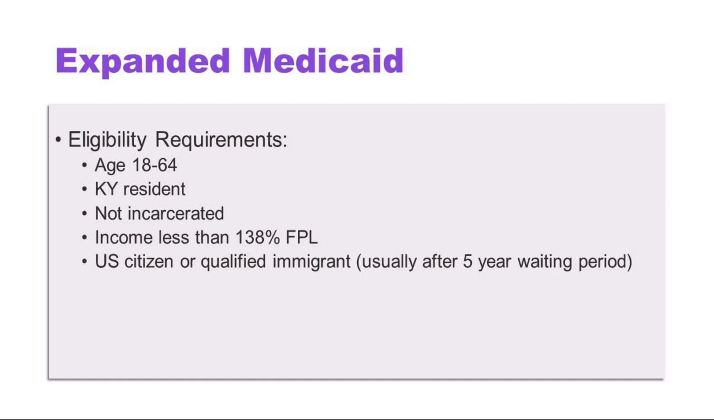In 2019, the gross annual income limit for a single person in Kentucky is $16,753.